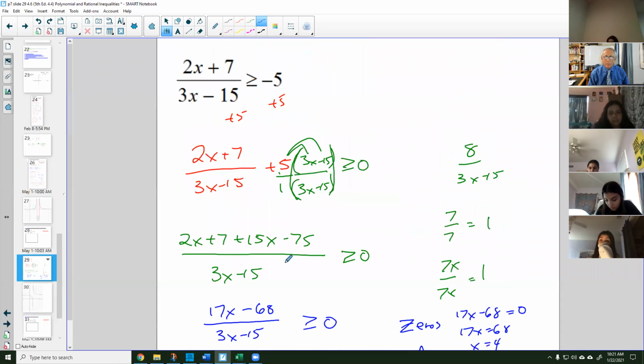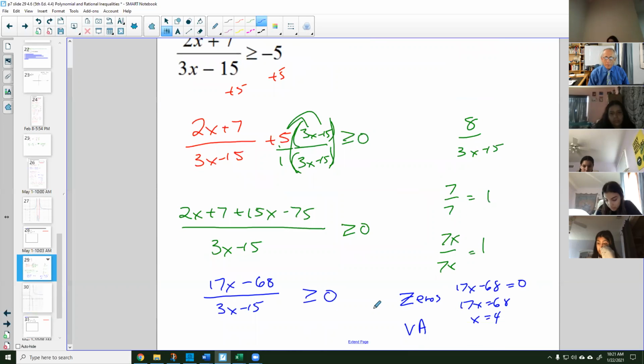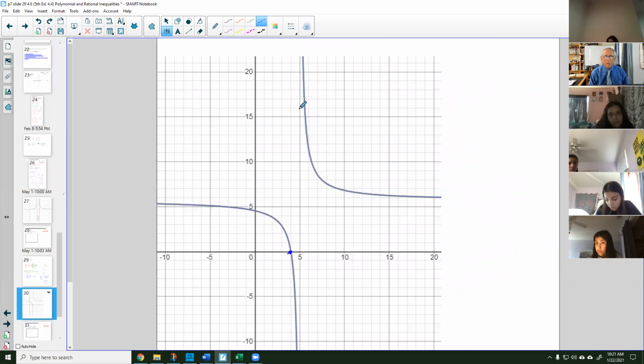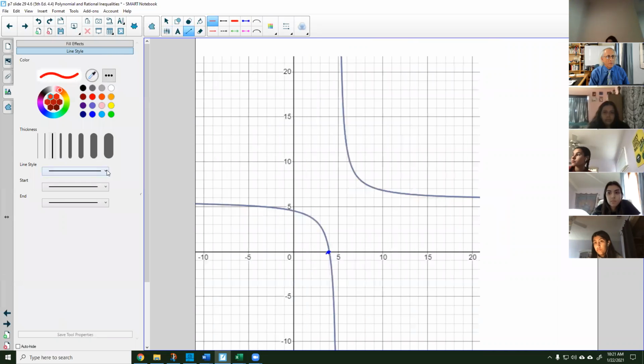And then I'm going back to my problem here. I need to find the vertical asymptote. So I'm going to go 3x minus 15 equals 0. So 3x equals 15, x equals 5. And sure enough, that looks like where I have my vertical asymptote. In fact, I'm even going to draw that in here so we can look at it a little bit more nicely. Right there at 5. Okay, so I have my zeros and my vertical asymptotes.